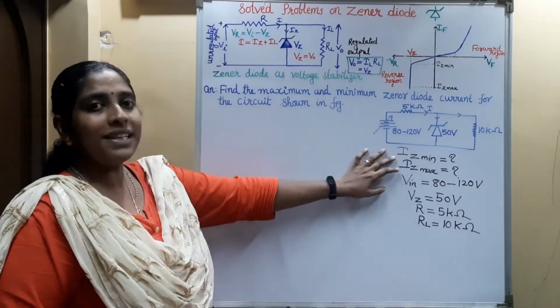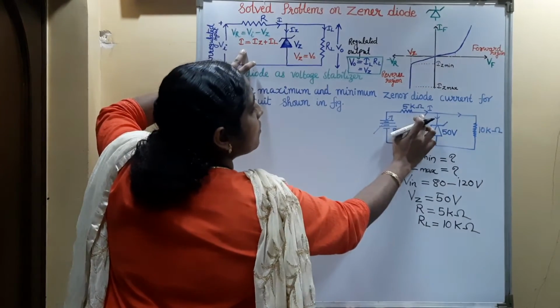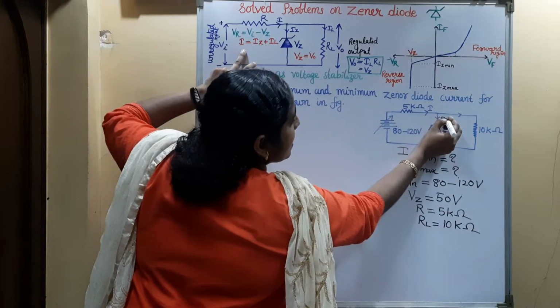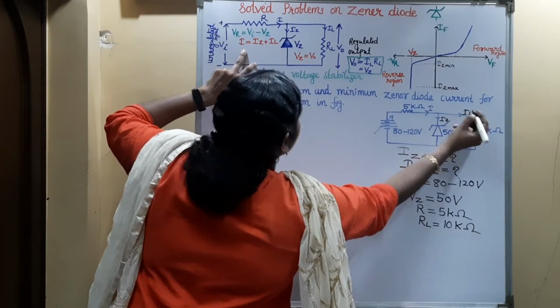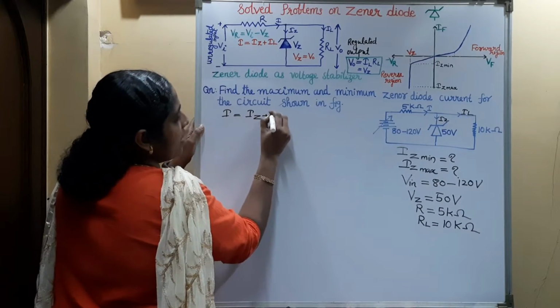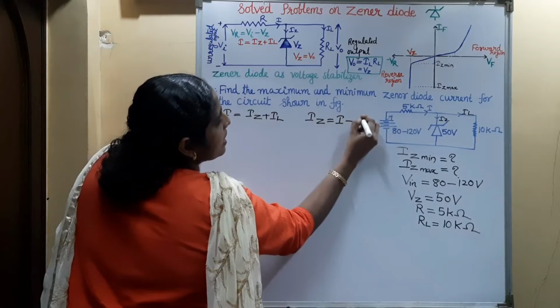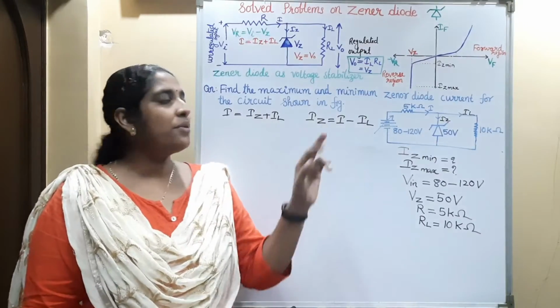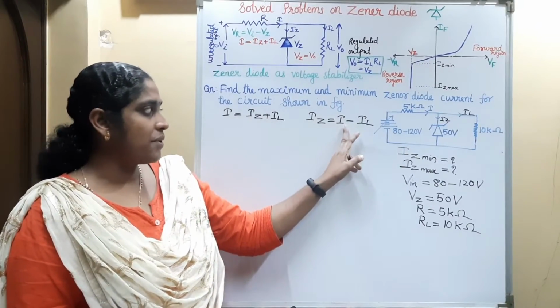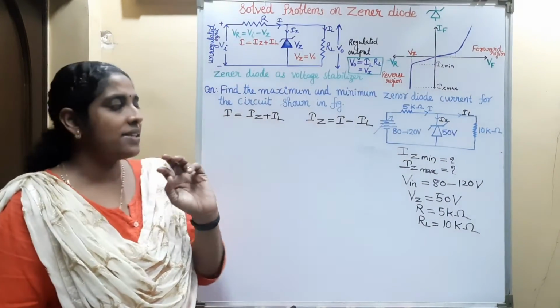So to find out the Zener current, we know that the main current will be the sum of the Zener current and the load current. So I is equal to IZ plus IL, or we can write it as IZ equal to I minus IL. So to find out the Zener current, first we want to find out the main current I, and also we have to find out the load current IL.